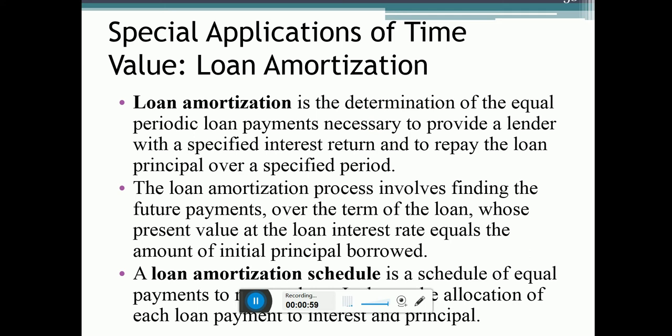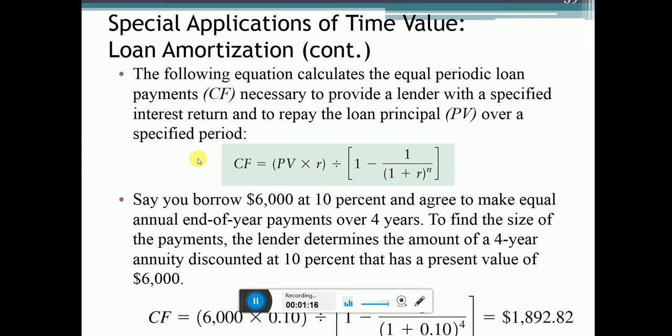Yes, annuities, right? The only difference is that right now I know the present value and I want to know what the payments are going to be. So you're only calculating the payments here. In other words, you're finding the cash flows or the payments given the present value. Examples of loan amortization include a mortgage.